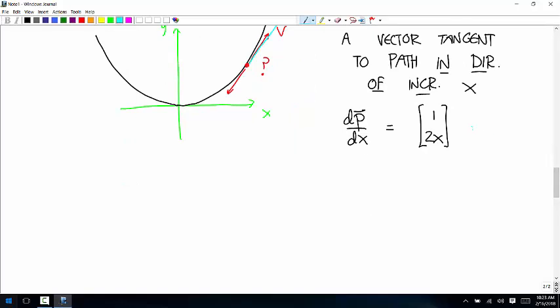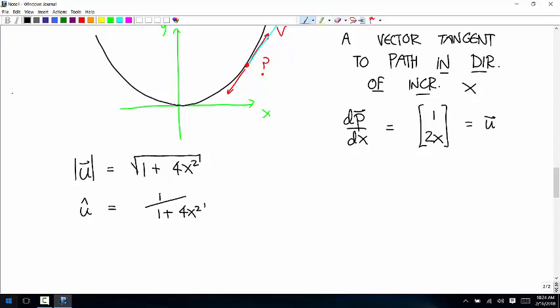But this isn't a unit vector. I'll call this the vector u. And so the magnitude of u is the square root of 1 plus 4x squared. And so the unit vector is 1 over that square root, and then 2x over the square root.